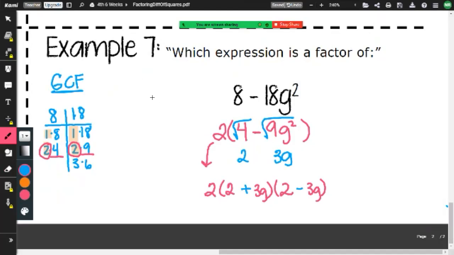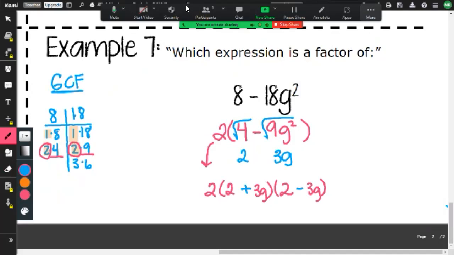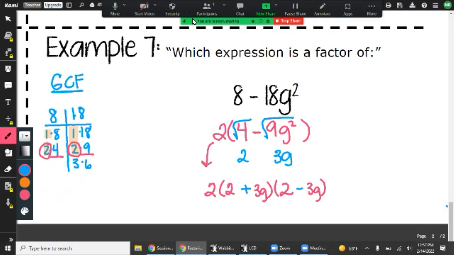Okay, now I am going to hand you your homework. The whole front side is what we did last week, okay? And the back side is your perfect squares.